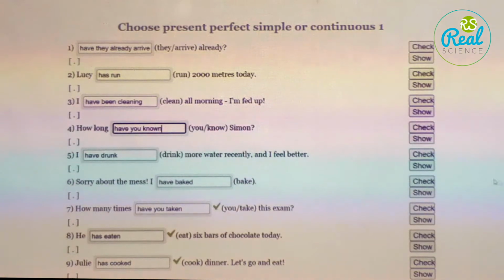How long have you known Simon? So it's correct. Third, I have been cleaning.